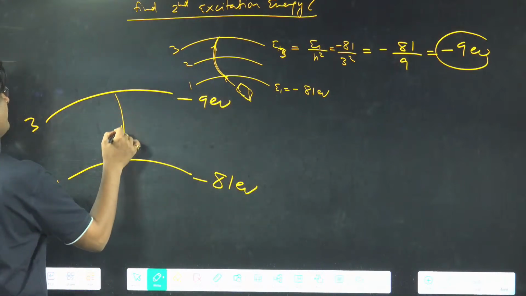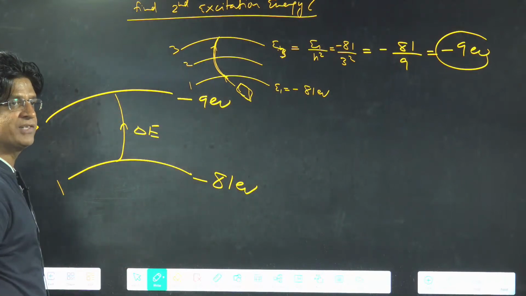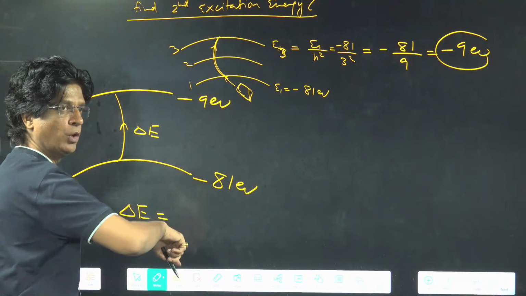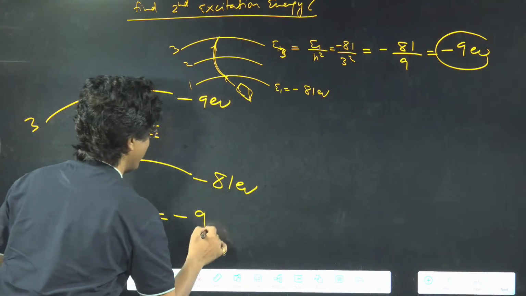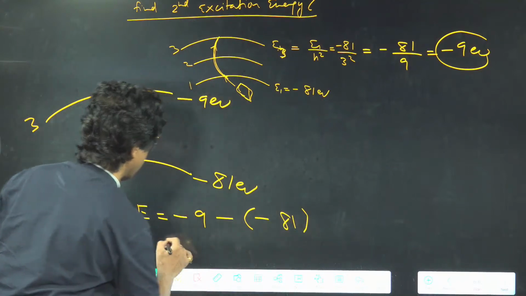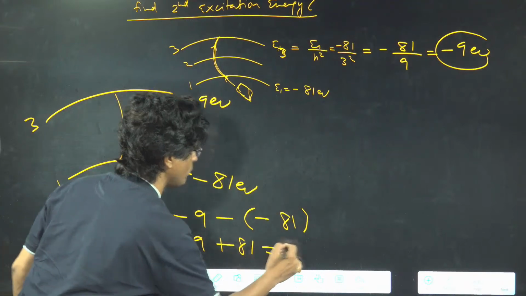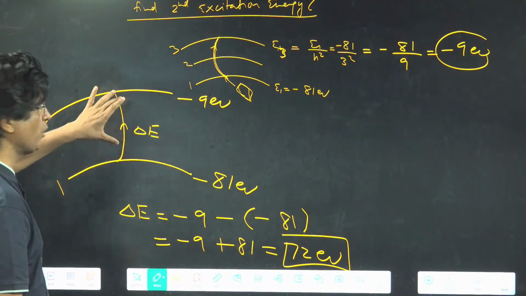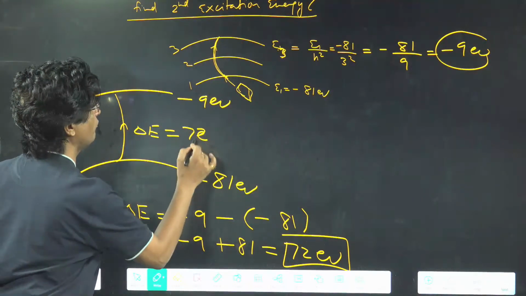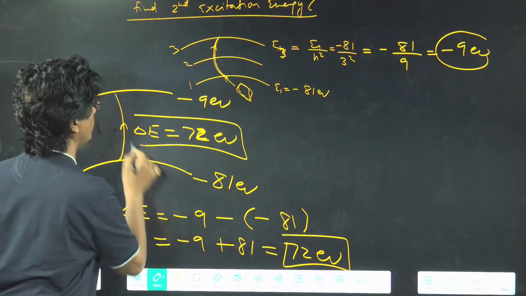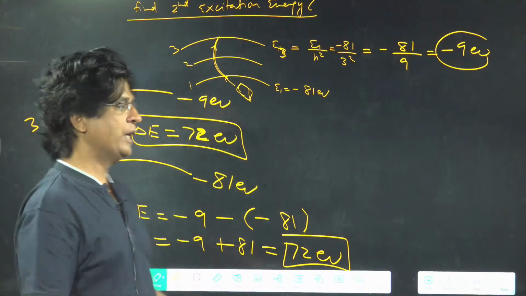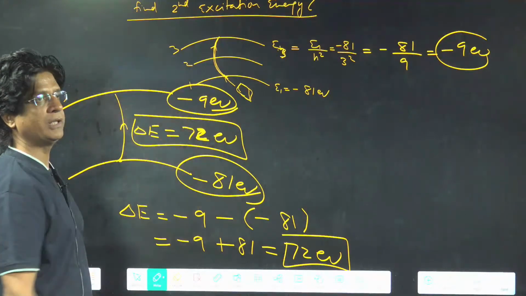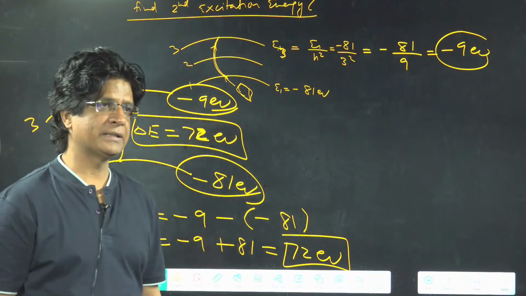The difference between these two, delta E, is the amount of energy required. So this delta E will be what? I told you, higher minus lower. Minus of 9 minus of minus 81. That is minus 9 plus 81 equal to 72 electron volt. It's a good question. The gap is 72 electron volt. This much energy will be required if you want to send this electron from orbit number 1 to orbit number 3. Is that clear, everyone?